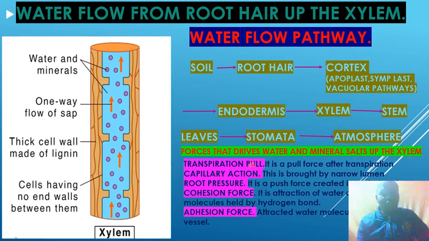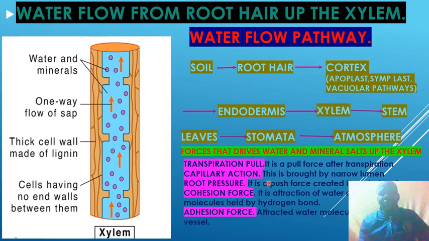And the first force, you can check, we have transpiration pull. Transpiration pull is a pull force that will happen immediately after transpiration. So the concentration gradient within the mesophyll layer of the leaf will increase, creating that pull force. Then capillary action, this is brought by the narrow lumen, so the water will rise up the xylem and the stem, then to the leaves through the narrow lumen of the xylem vessel by capillarity.